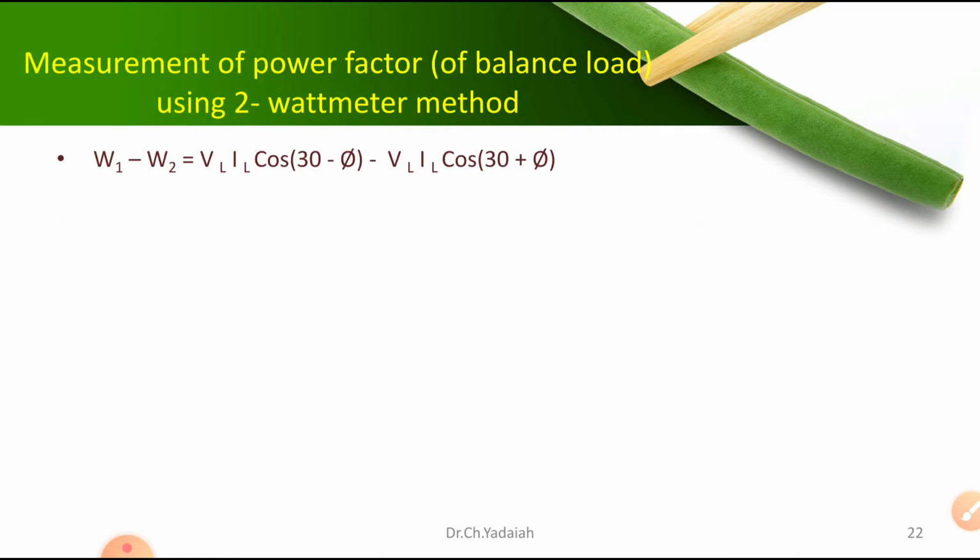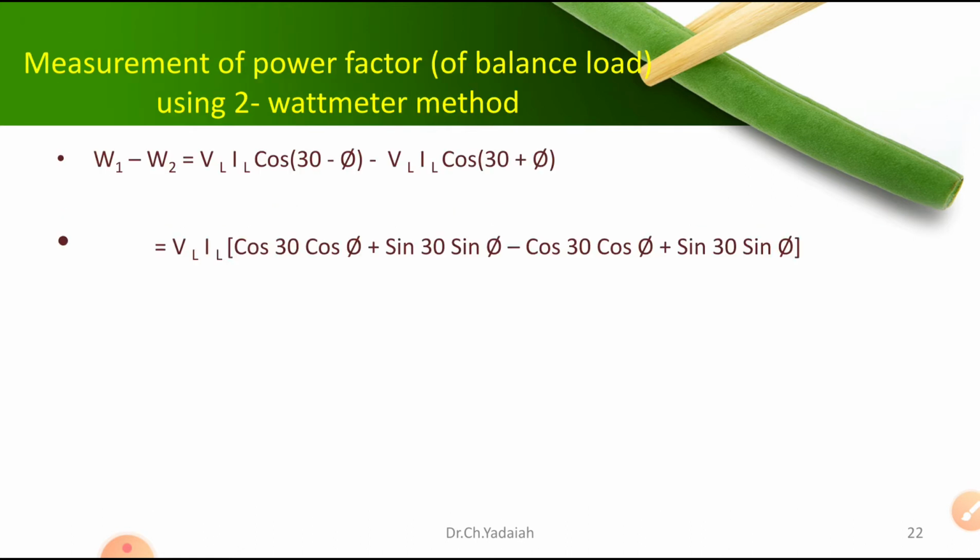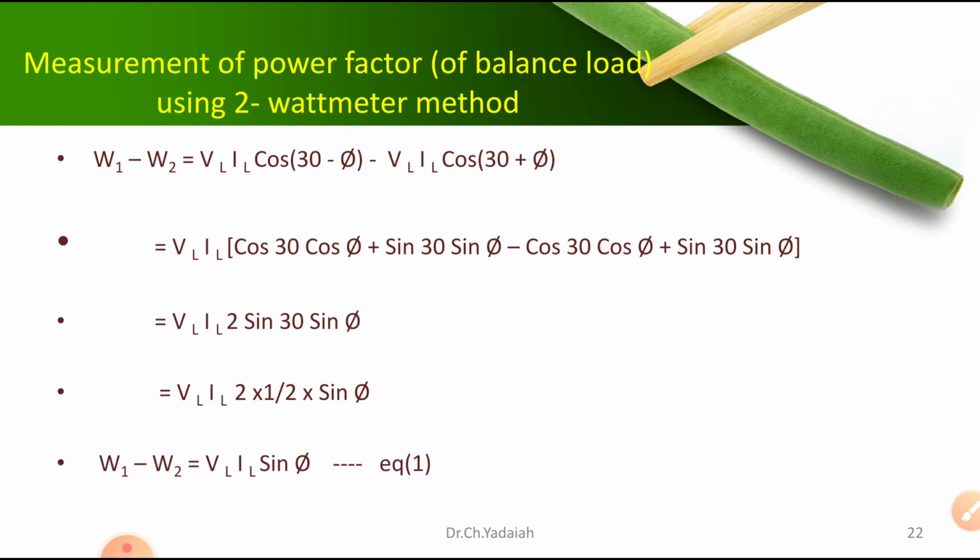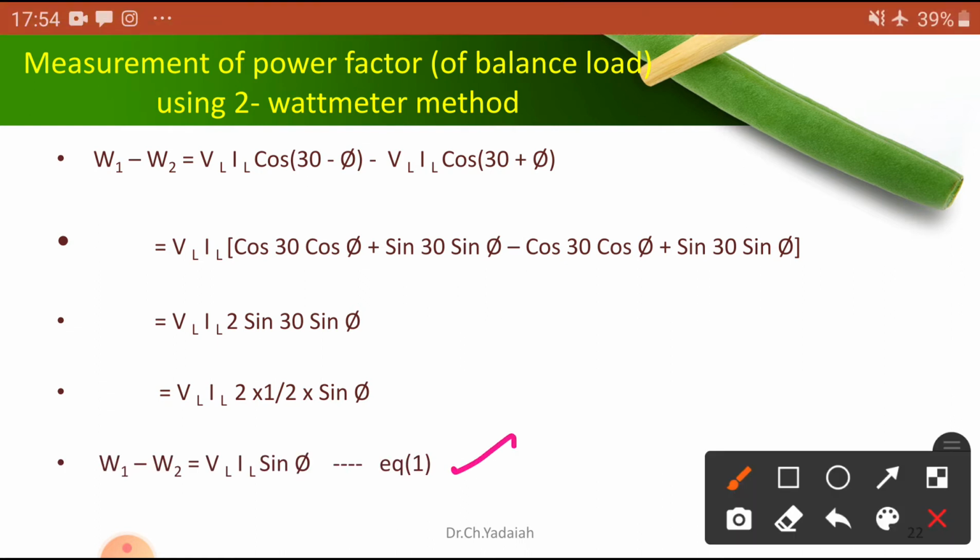So what is the value? Simply we do that and we get it: VL IL 2 into sin 30 into sin phi, that is equal to VL IL sin phi. So we got that also. Okay, so this is the final equation.